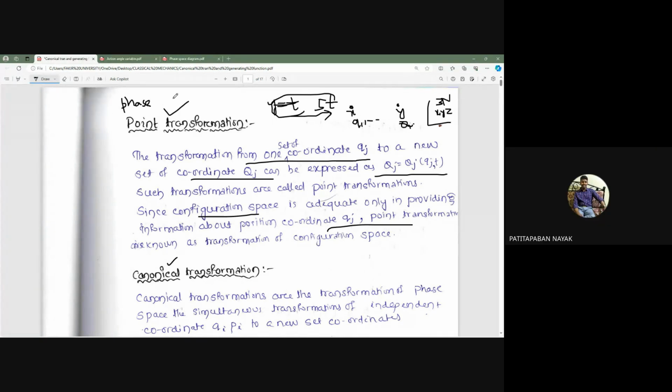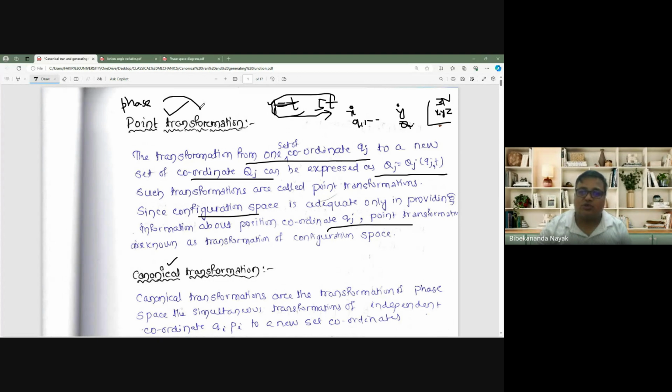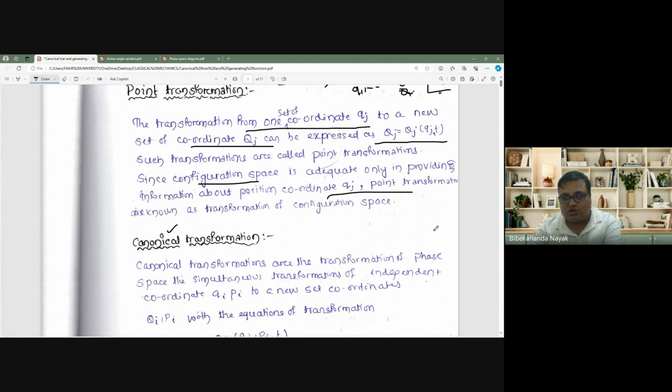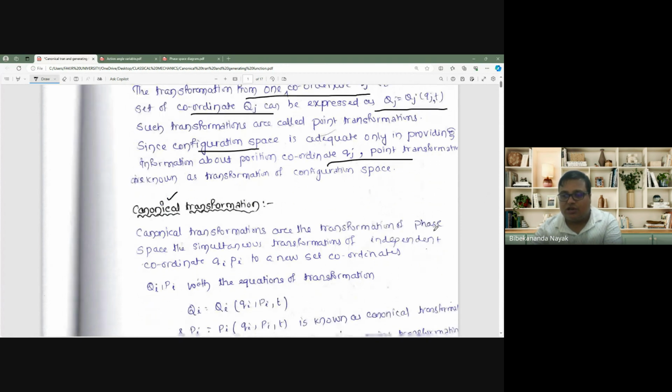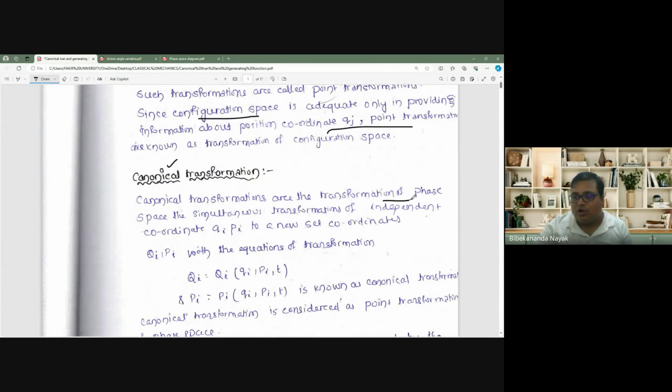In phase space, the path represents the actual path of motion, because if position is fixed and momentum is fixed, energy is fixed. Momentum is equal to the square root of 2mE. If you know exactly its momentum, its energy will be fixed. So the path in phase space is the actual path of motion. So in phase space, the transformation is known as canonical transformation: a transformation of both position coordinates and momentum coordinates. Canonical transformations are transformations of phase space, the simultaneous transformation of independent coordinates qi and pi.